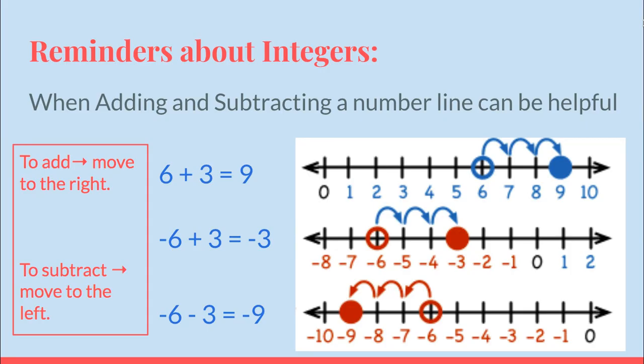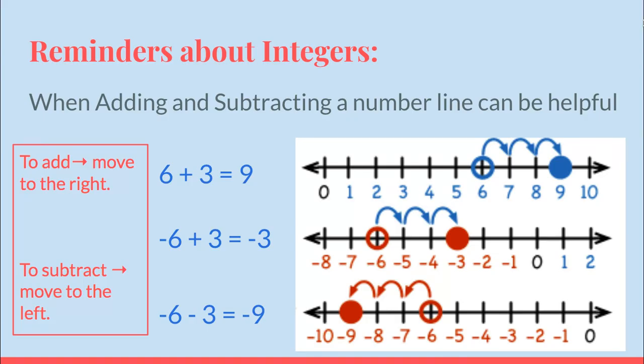So remember, when you're using a number line, if you are going to add, you want to move to the right on the number line. If you want to subtract, you need to move to the left on the number line. So the first example is 6 plus 3. So you start at the 6, move 3 to the right, and you end up with an answer of 9.